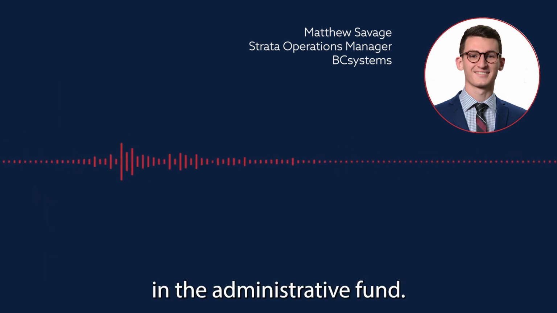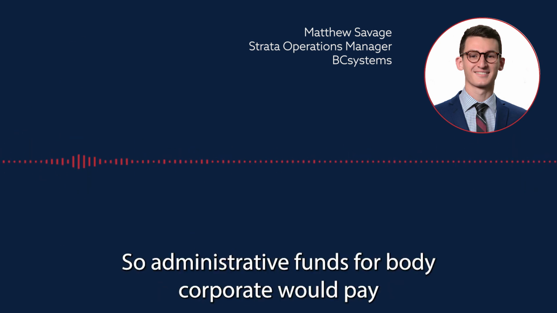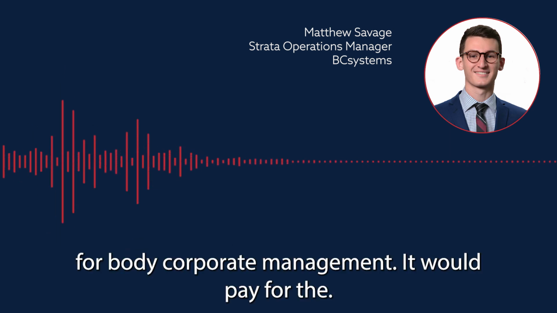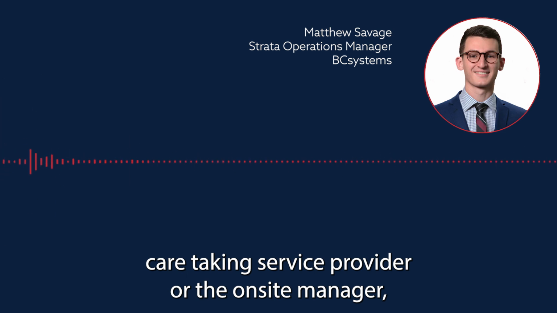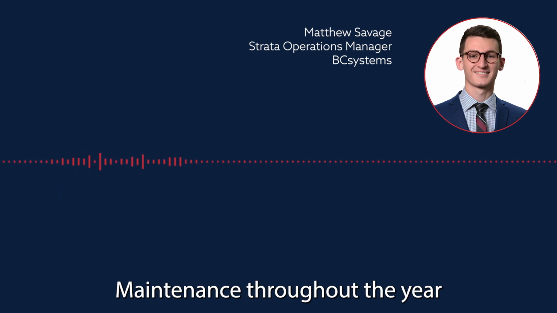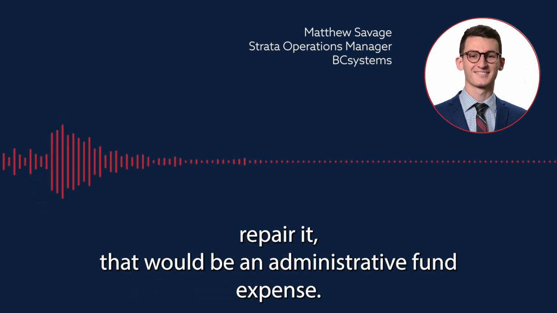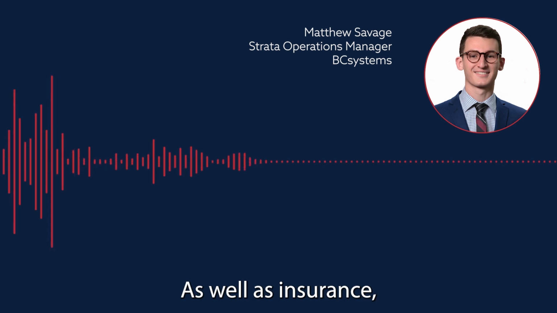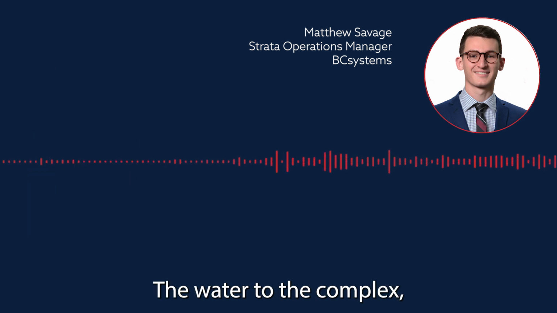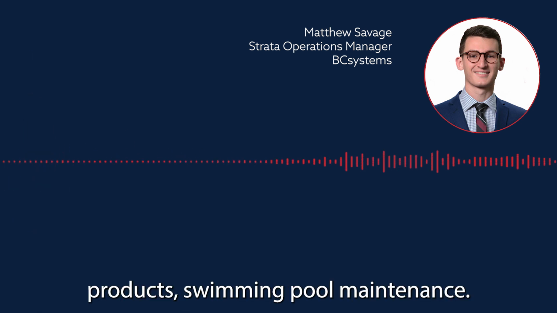So in the administrative fund, we had someone just ask for some examples. Great question. I probably forgot to give them. So administrative fund for a body corporate would pay for body corporate management. It would pay for the caretaking service provider or the on-site manager if your body corporate has one. It would pay for any repairs and maintenance throughout the year. So if the electrical system stops working and an electrician gets called out to repair it, that would be an administrative fund expense, as well as insurance, electricity or gas, the water to the complex, to the common areas, purchasing minor cleaning products, swimming pool maintenance.